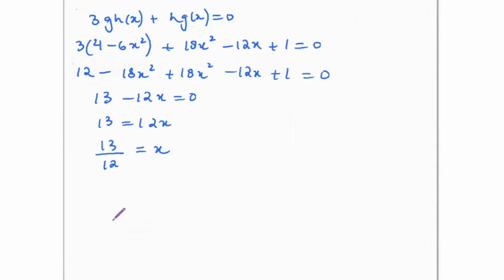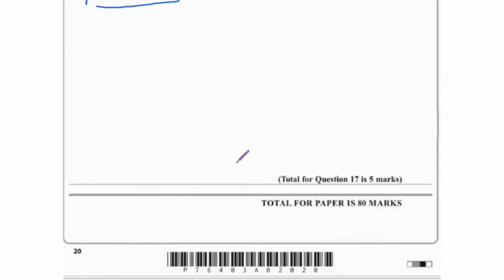So now, since the power of x is 1, which means there is only going to be one solution, which was also asked to prove in the question, and we've done that. And that solution is 13 over 12. So that's your answer. And with that, we are done with this paper.